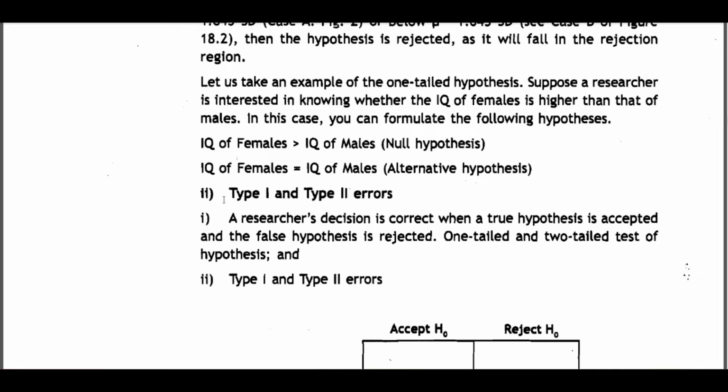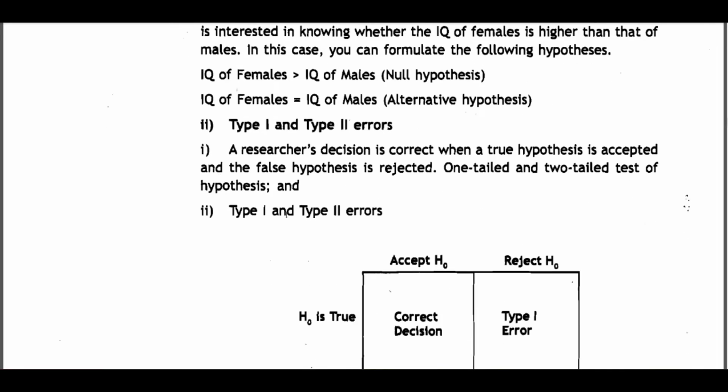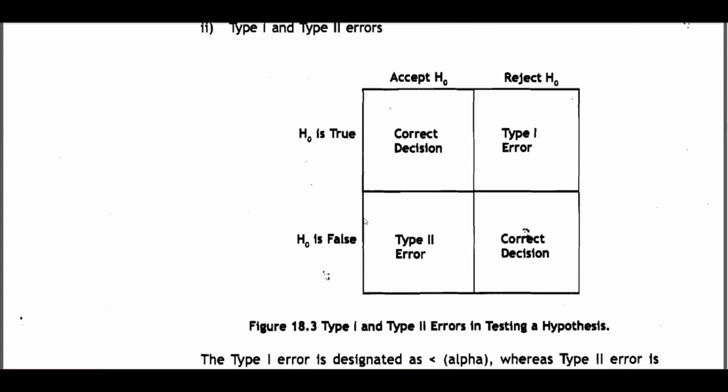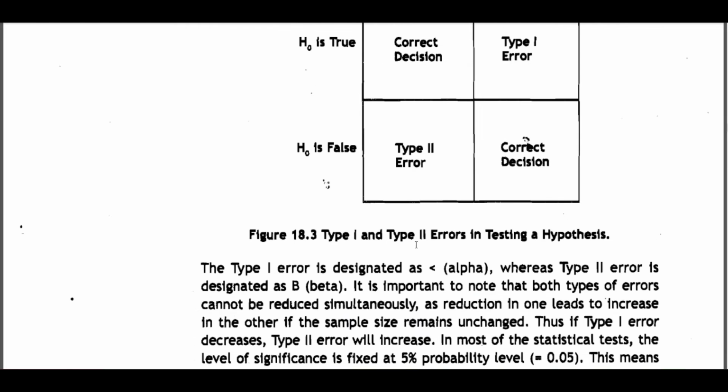Second is type 1 and type 2 errors. First, a researcher's decision is correct when a true hypothesis is accepted and a false hypothesis is rejected. Here H0 is true, acceptance is correct, and rejection is an error. The correct decision is to accept a true hypothesis. So this is type 1 and type 2 errors in testing a hypothesis.